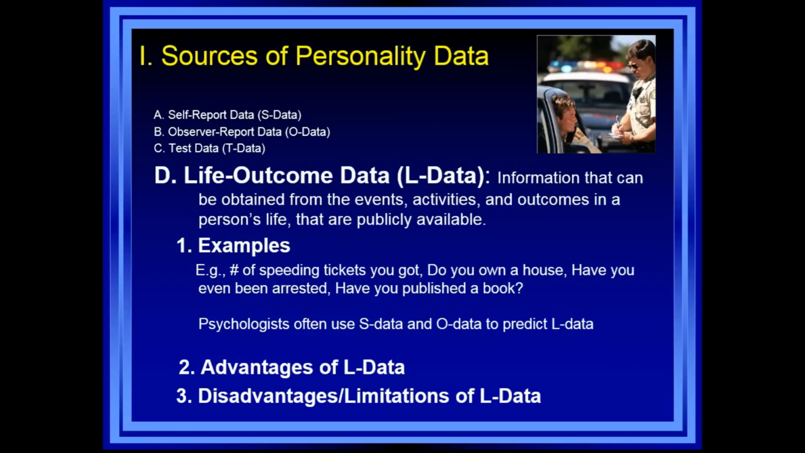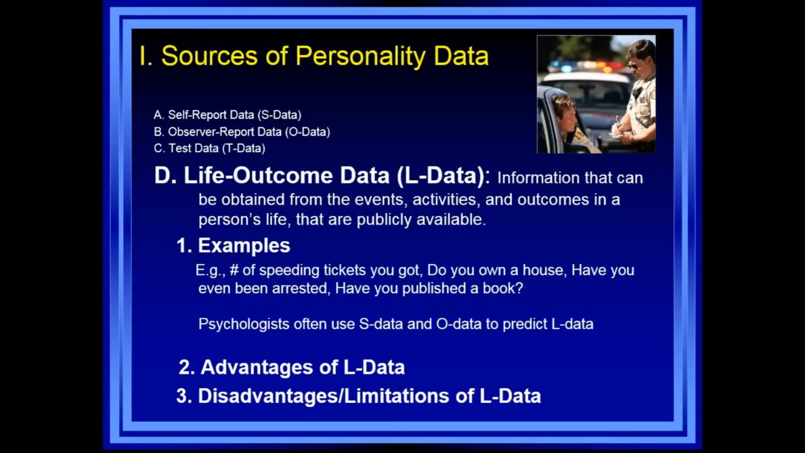Number of speeding tickets you get. Do you own a house? Have you ever been arrested? Have you published a book? All of these are available, and they're life outcome data. And what is interesting is that psychologists often use S data, self-report data, and O data, observer report data, to predict life outcome data. They also use early life outcome data to predict later life outcome data.